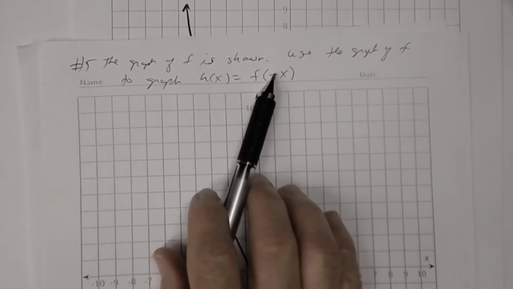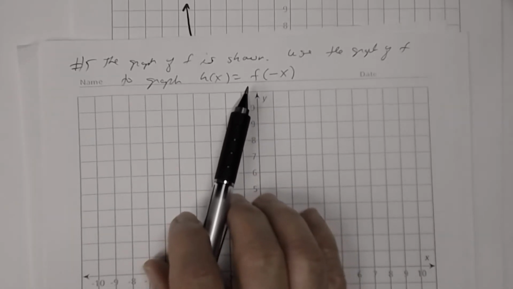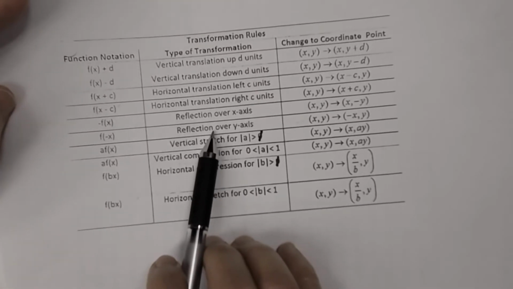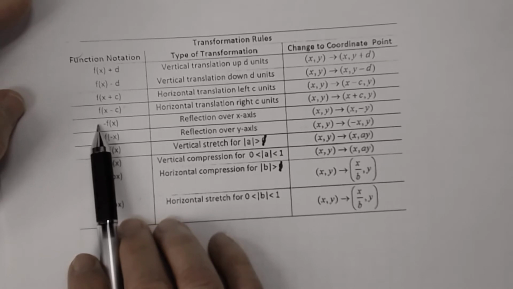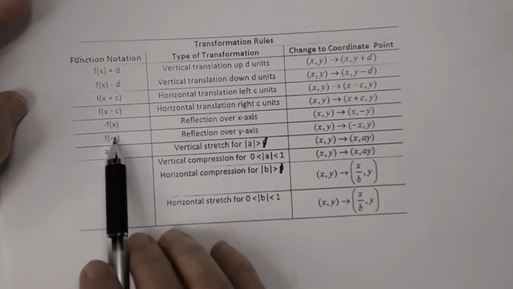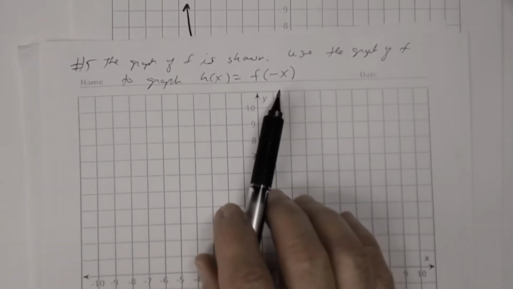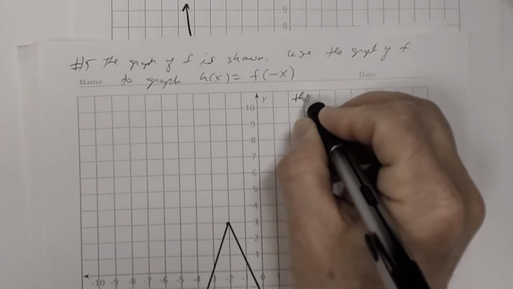Now remember, when there's a negative, you got to think reflection. We talked about reflection over the x-axis, and reflection over the y-axis. If the negative is on the outside, that's a reflection over the x-axis. If the negative is situated with the x inside the parentheses, then that's a reflection over the y-axis. So which one do we have here? We have the reflection over the y-axis.